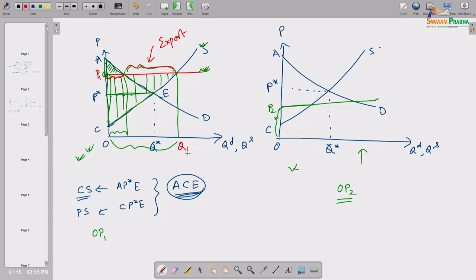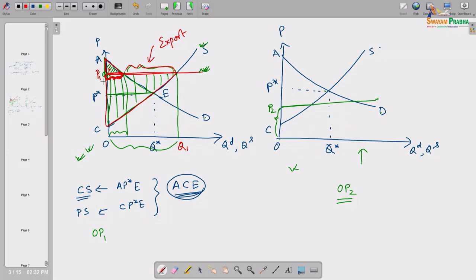So, at that price, only a very small fraction of Indian customers can afford it, those whose maximum willingness to pay is above that price level. As a result, they generate this triangular area as the consumer surplus. But our sellers are selling up to this OQ1 amount. Producer surplus will be this big triangular area. So, what will happen?